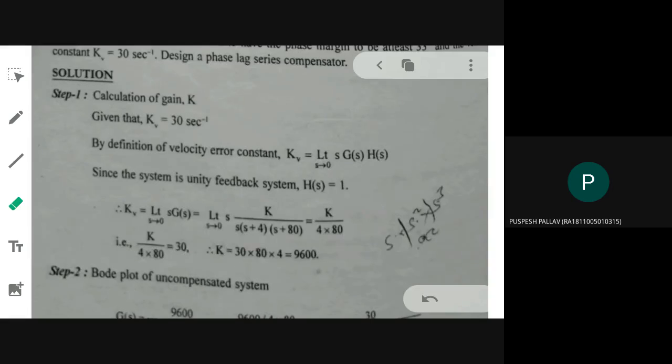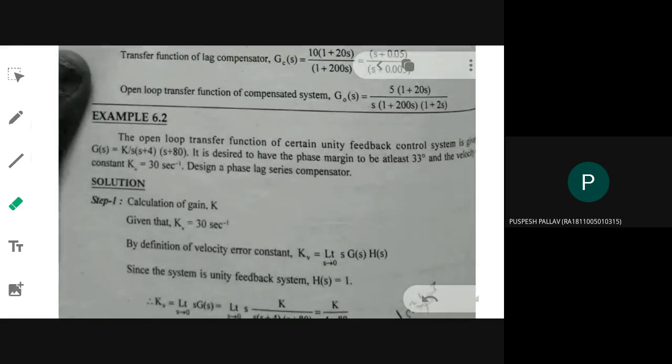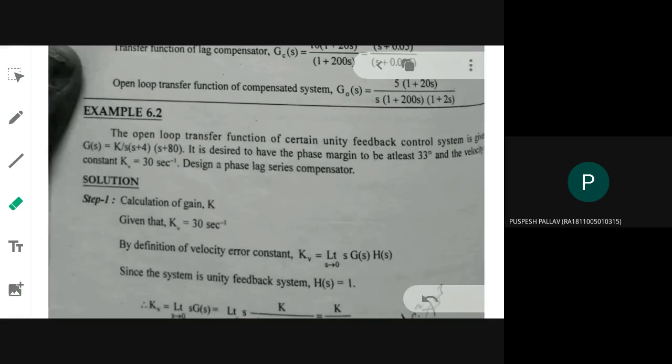You know the formula for Kv is equal to limit s tending to 0 of s into G of s into H of s. Again, shall I do the problem? Display the problem: K divided by s into s plus 4 into s plus 80. That is the formula for G of s. Have you got Kv is equal to 9600? First step is easy always, calculation of gain part. Next Bode plot you try.